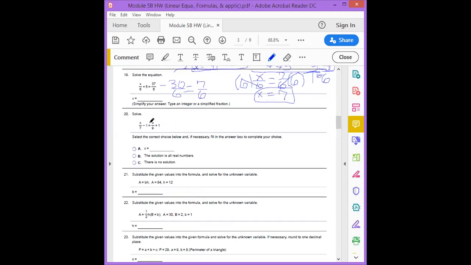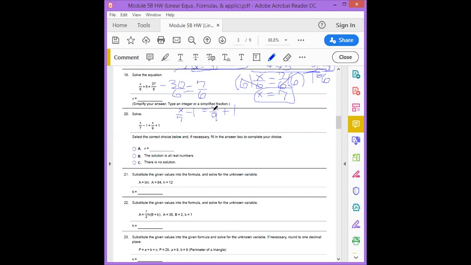For number 20, we have x over 7 minus 1 on the left side of the equal sign, equals x over 9 plus 1. Now look at our x terms, x over 9 and x over 7. We need to get those two together.